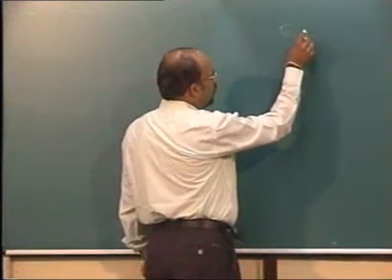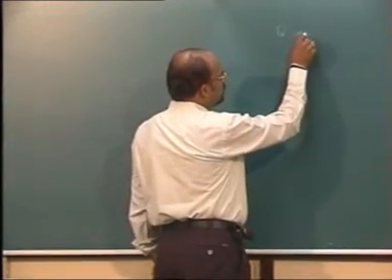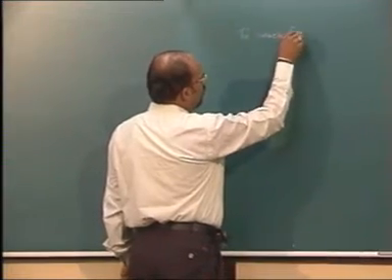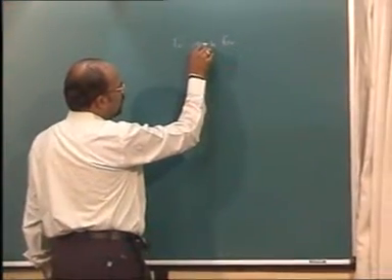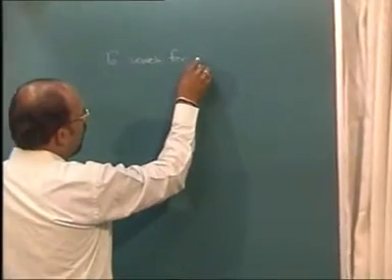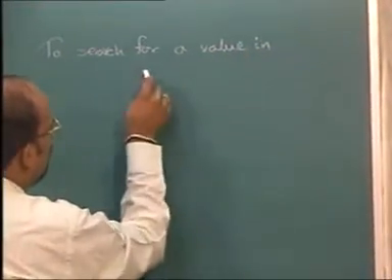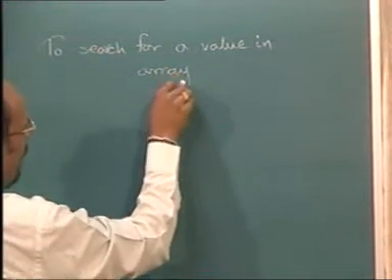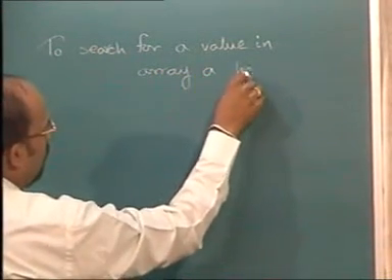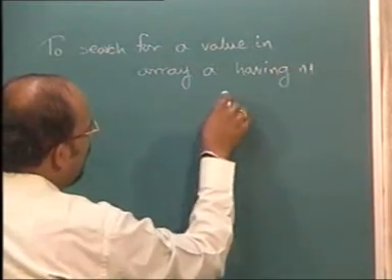To search, I'm keeping that A minus B pending, to search for a value in array A having n1 elements.